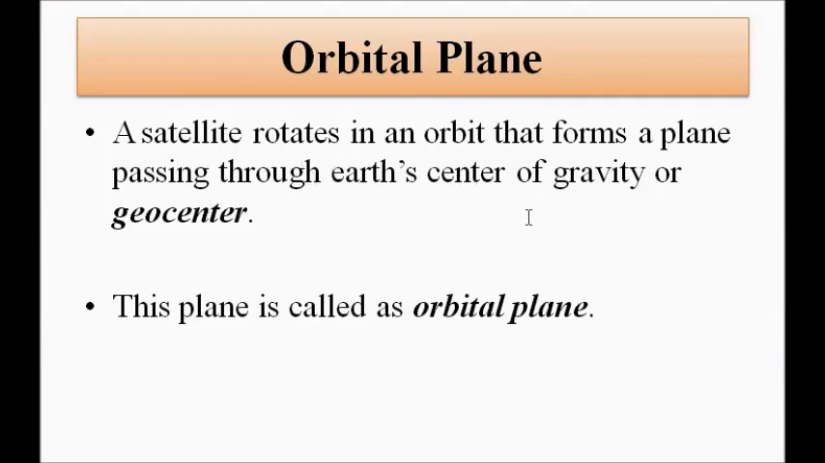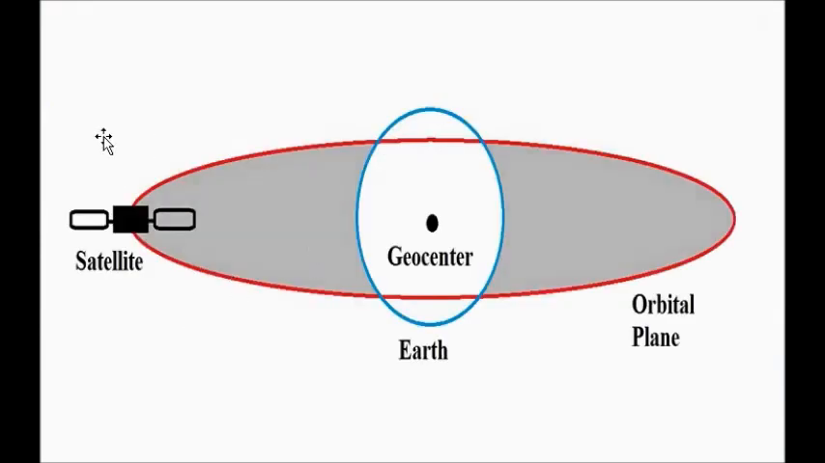Now, the center of the Earth, the center of this plane, is called the Earth's center, also called the geocenter. This geocenter is also of much importance, because a lot of mathematical calculations, basically angle calculations, will be taken with this point, geocenter, as the reference. So this is the orbital plane which is formed because of the path taken by the satellite around the planet Earth, and this is the reference point, the center of Earth's mass, which is called the geocenter.